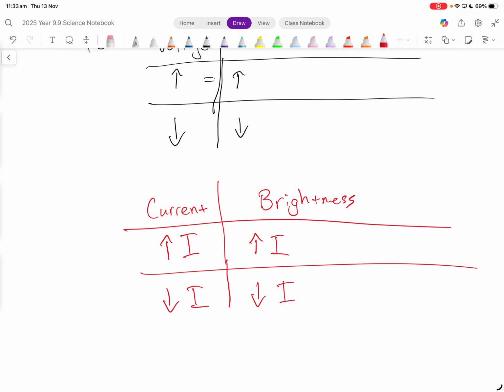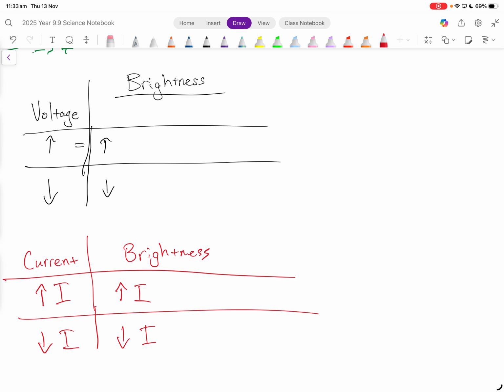But before we do that, question. Why did you do the I for brightness as well? The I for brightness, oh sorry, that's a great point. I shouldn't have.